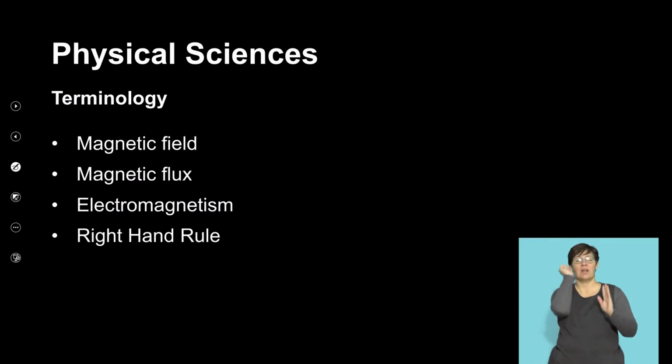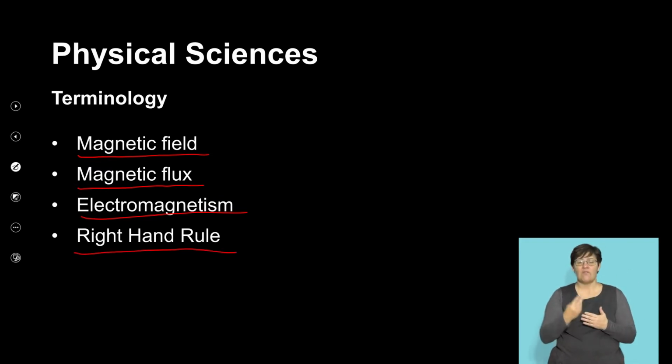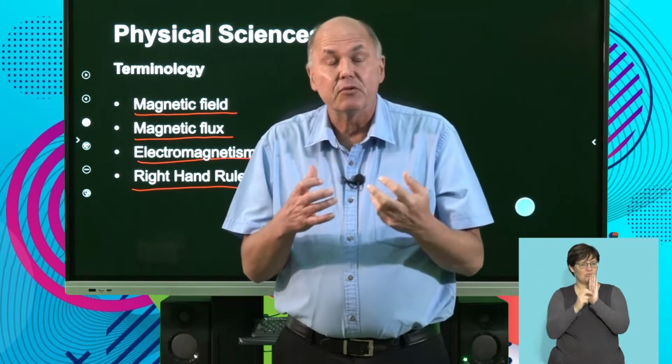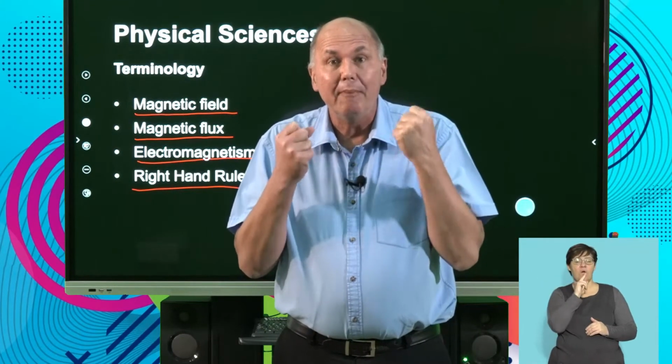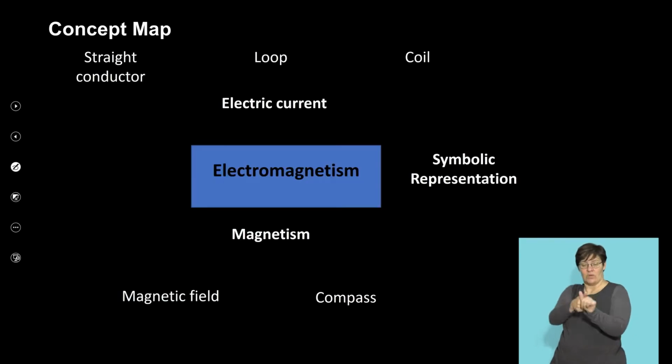When we deal with the electric motor, we need to remind ourselves of some previous terminology that we've dealt with: the idea of a magnetic field, the idea of magnetic flux, and electromagnetism. And I also want to remind you about the right-hand rule. Now, these factors we've discussed when we dealt with electromagnetism. So let's revise some of that by looking at the concept map on electromagnetism.